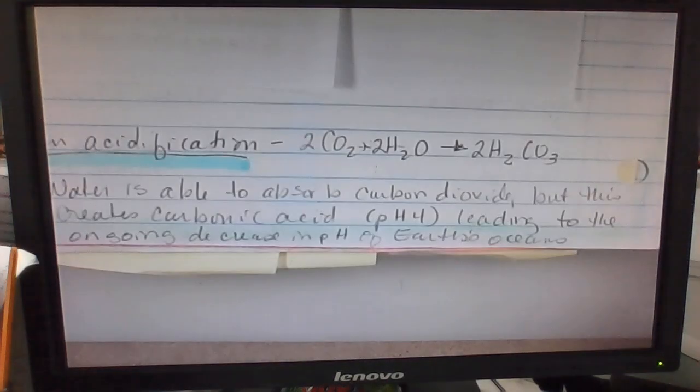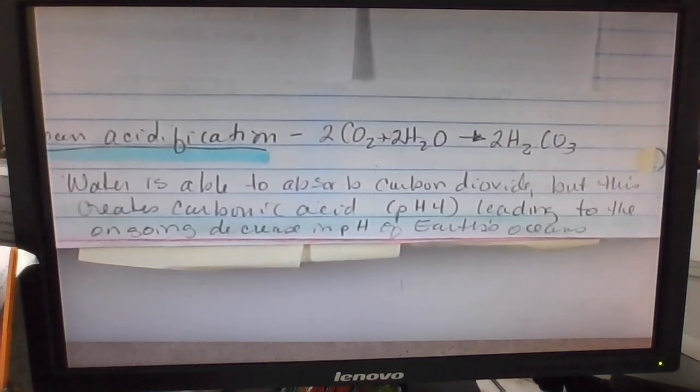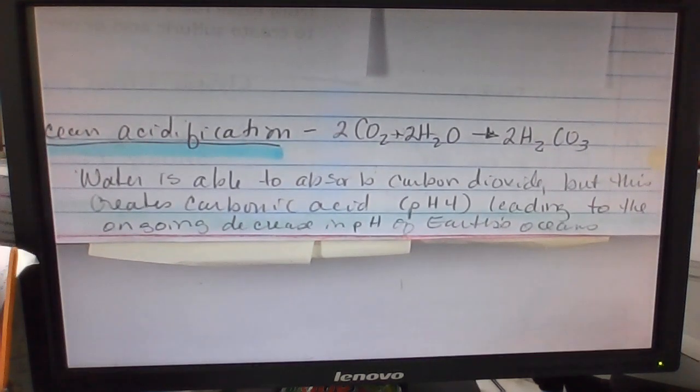All right. Water is able to absorb carbon dioxide, but this creates carbonic acid, which has a pH of 4, leading to ongoing decrease in the pH of the Earth's oceans.